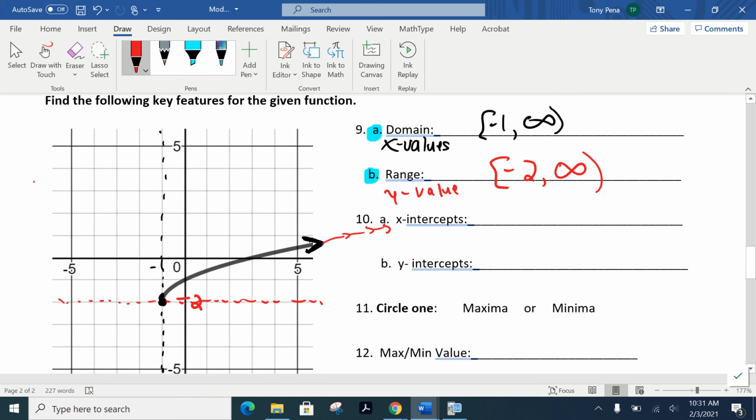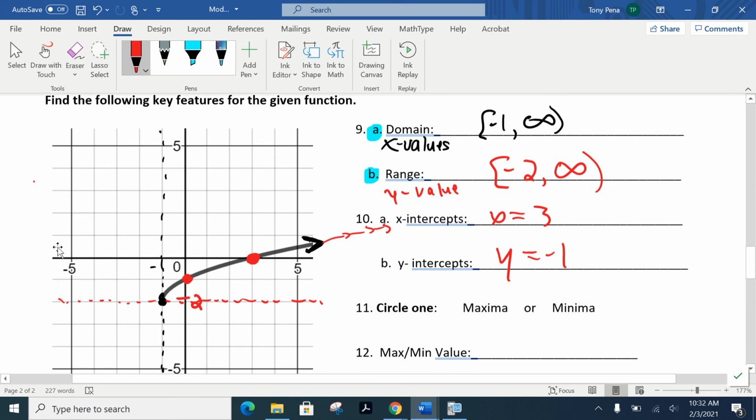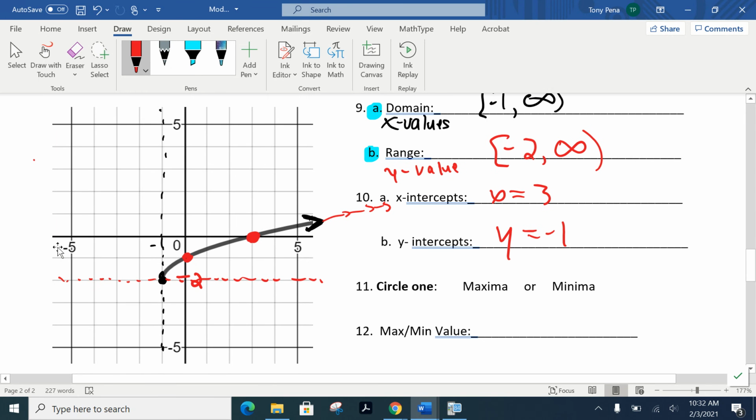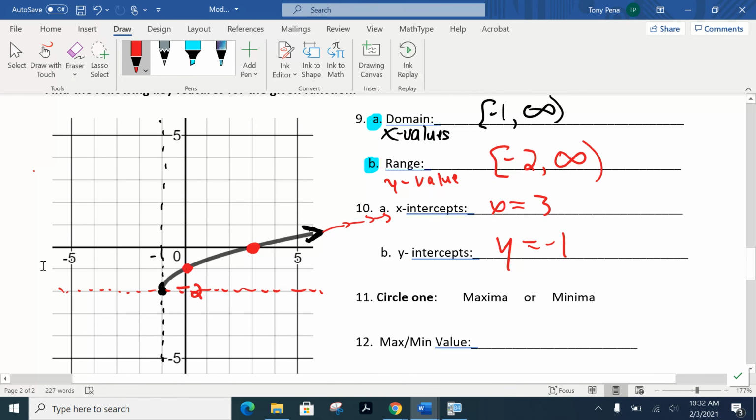All right. X-intercepts, I split these up now. So the x-intercept right here, that's the x value of 3. And the y-intercept should be the y value of -1. All right, 11. Circle which one of those we have, and then answer number 12, and then we're done. And then we'll see if we know all this tomorrow. So determine if there's a max or a min, and then what are their value or values.